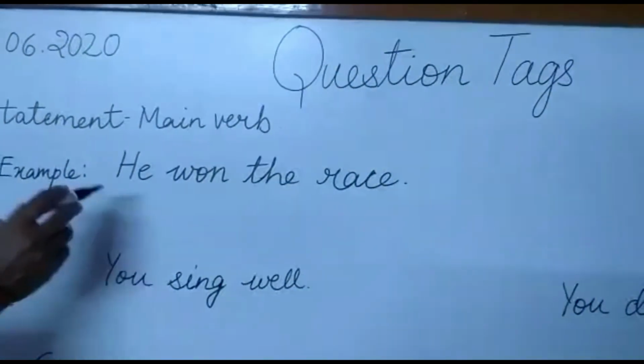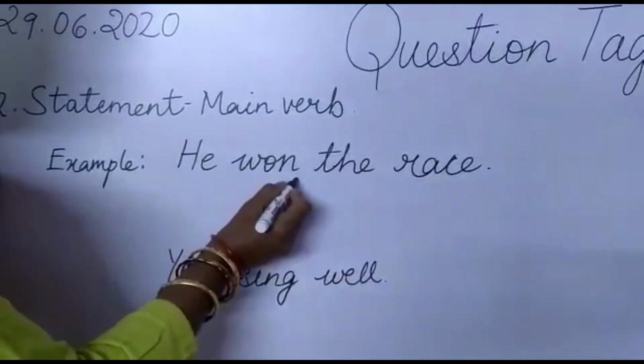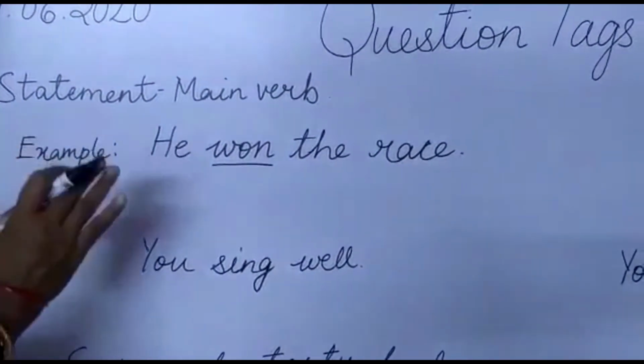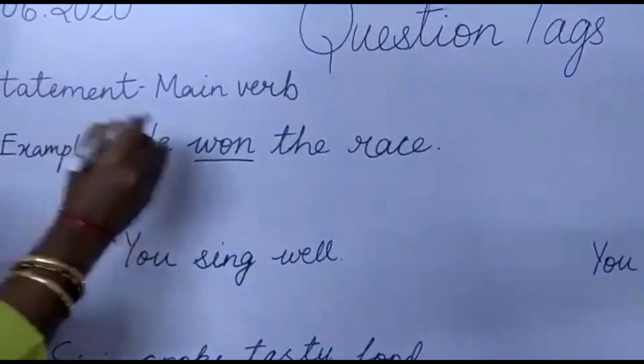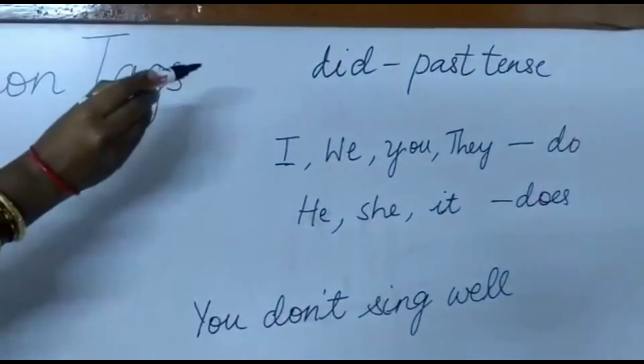Now let us take the example: he won the race. In this, we need to first identify the main verb. Here there is no helping verb. Can you identify it? Yes, here it is won. Won is in which tense? It is in past tense. So for past tense we need to use did.